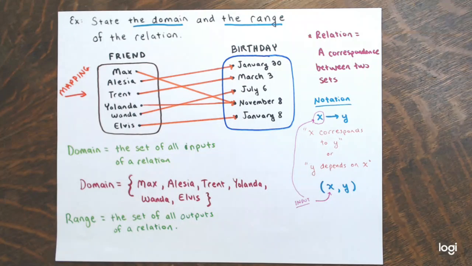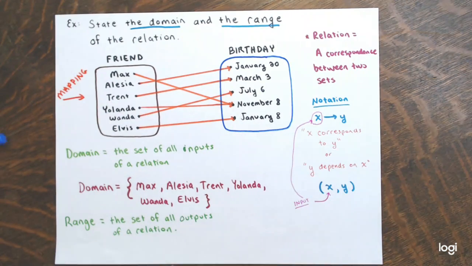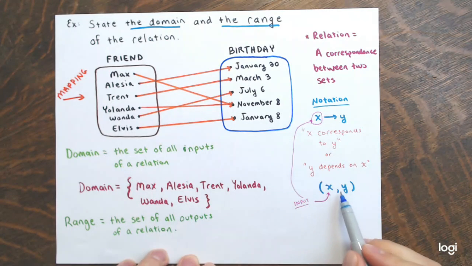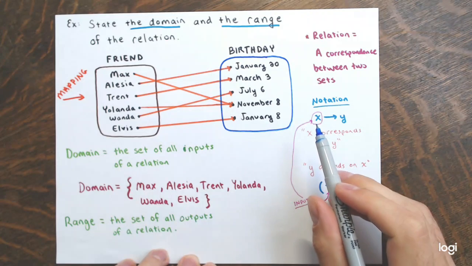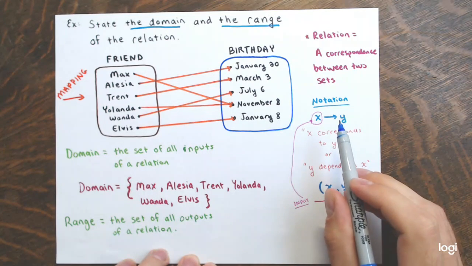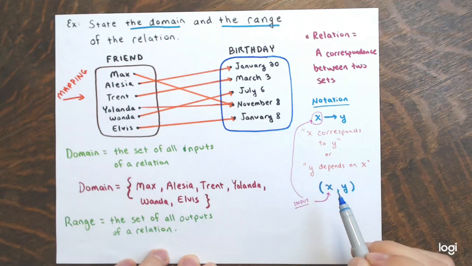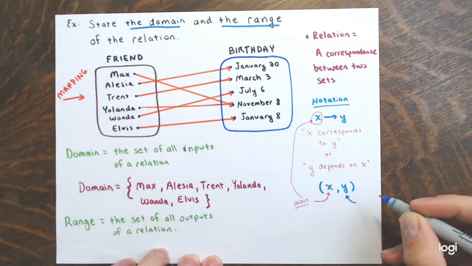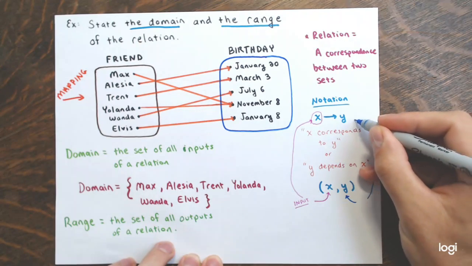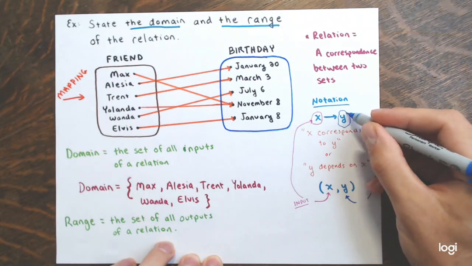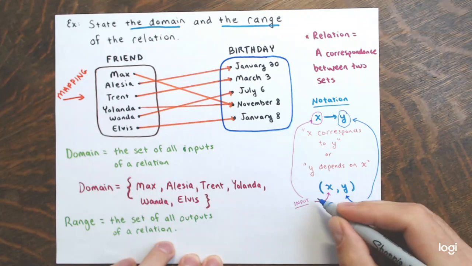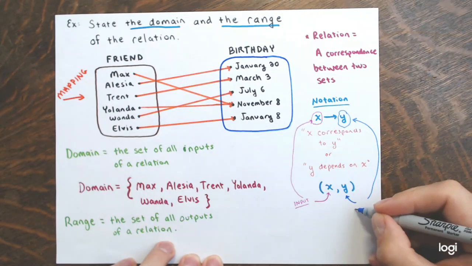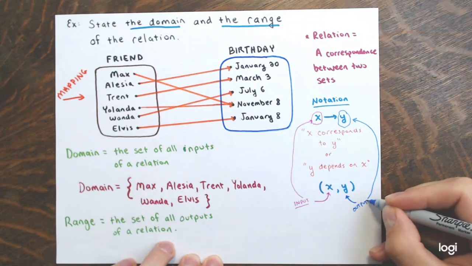Okay, so back over here, in either my arrow notation or the ordered pair notation, when you say x corresponds to y, or y depends on x, that y, that second value, either the second coordinate in the ordered pair or the value on the right after the arrow, if the first value is considered the input, they'll consider the second value the output.